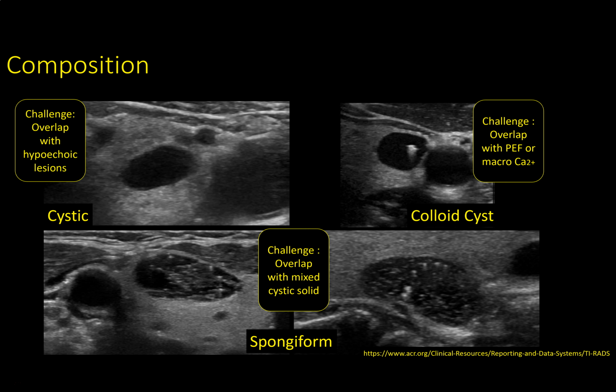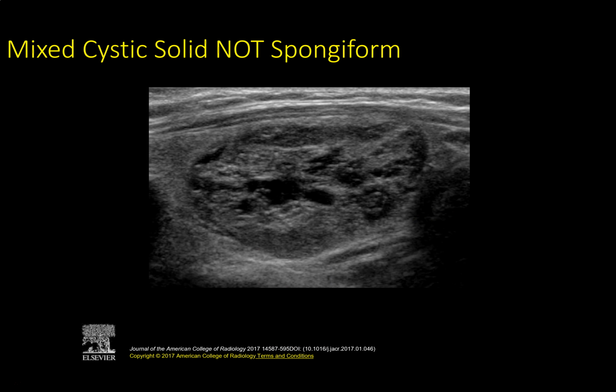And finally, spongiform nodules look great on paper, but there can be overlap between them and the mixed cystic solid nodule. The definition of spongiform is that it must be composed of cystic spaces, at least 50% cystic spaces. As an example, here is a follow-up to the last slide, and this nodule contains a few cystic spaces, but it is not over 50% cystic. Therefore, it is not spongiform. This would be classified as mixed cystic solid. Distinguishing between a spongiform and a mixed cystic solid is important, because once you call it spongiform, no further characterization is necessary.